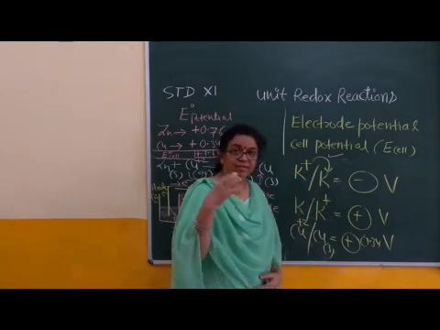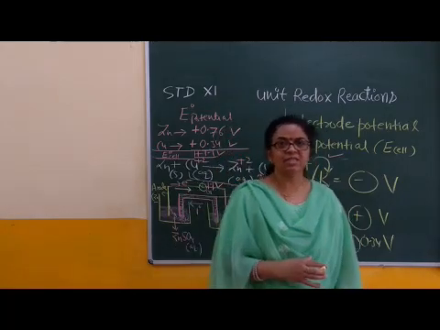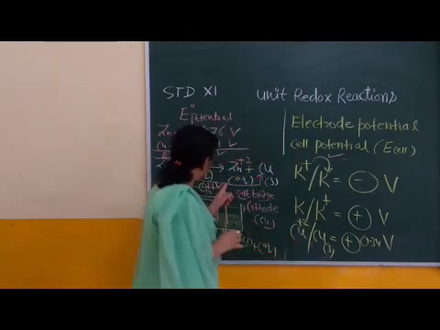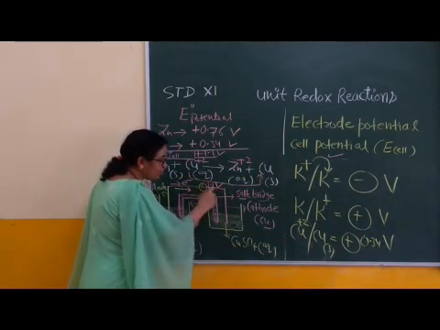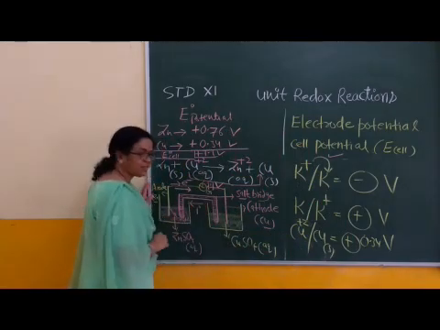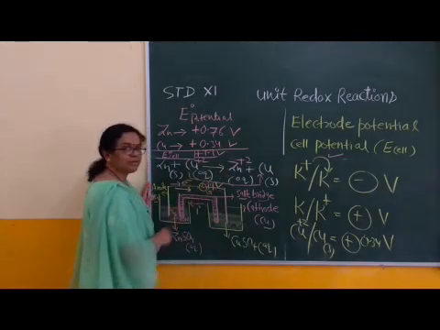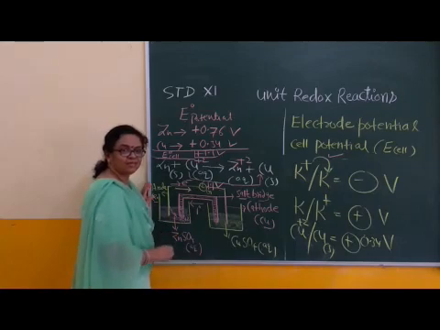Okay, children, if the net cell potential is negative, it means the cell is in which state? Non-spontaneous state. If the net cell potential is positive like this, plus 1.1 volt, it means the cell is in spontaneous state. The cell is in working state. This reaction is feasible. This reaction is spontaneous. Okay? Thank you, children.